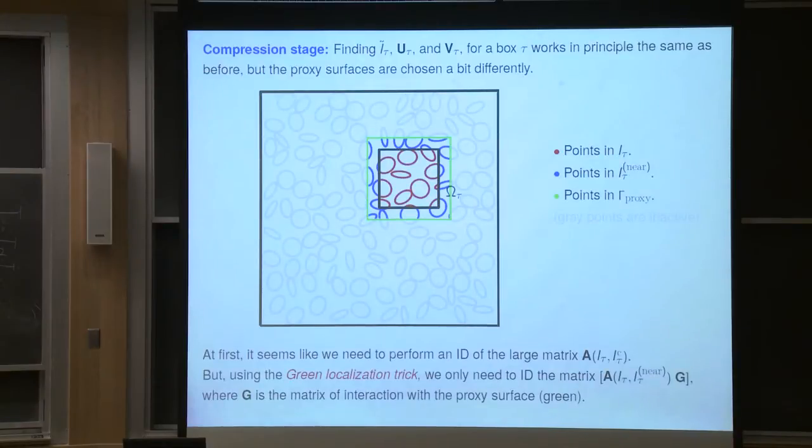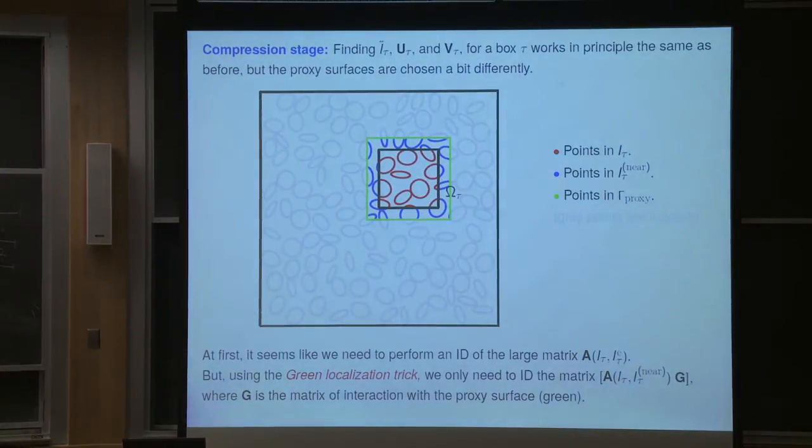We forget about the far field by placing a proxy surface around it. In this case, this is purely an optimization. How snugly do you want to place the proxy box? In these examples for Laplace, you typically want to place it fairly close. Then you keep the near field, and you explicitly compress that. And then you replace the far field by sources on the proxy. Okay? That's what happens after compression.